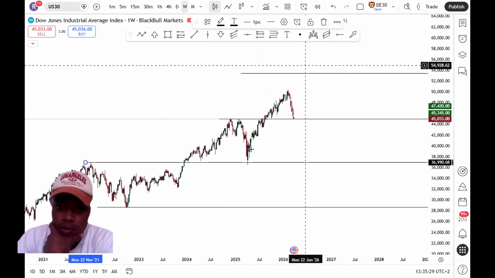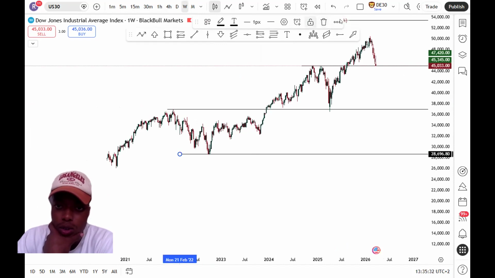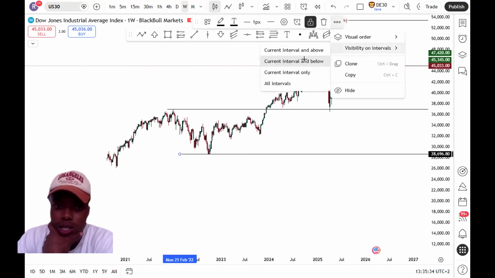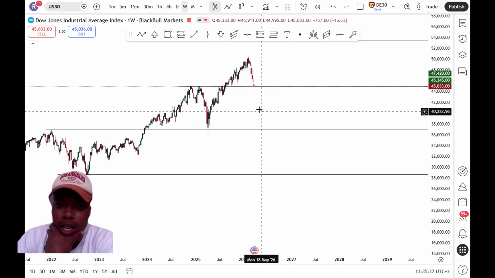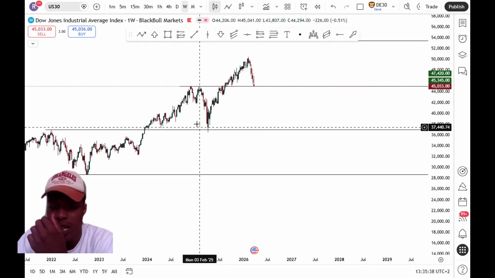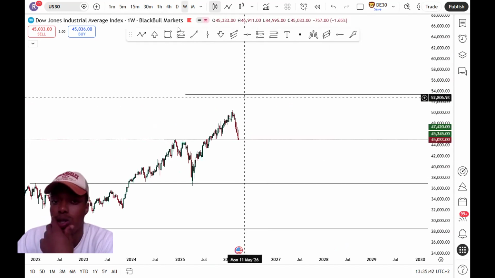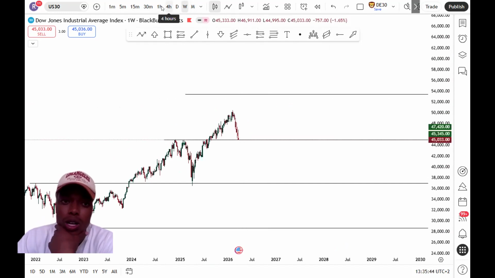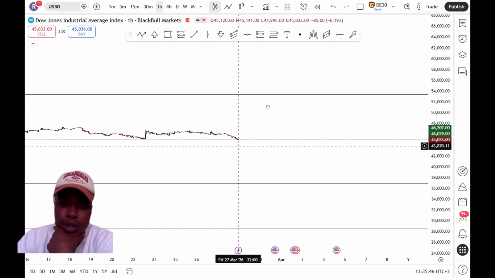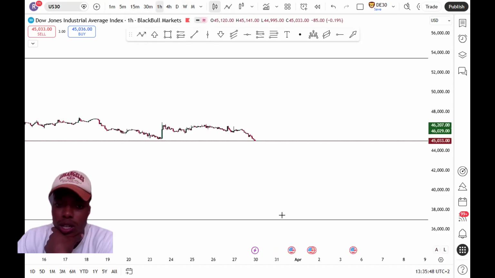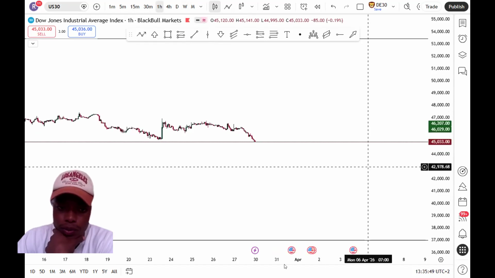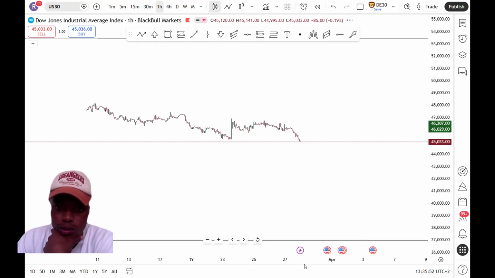You can always test this out. If you don't believe that it moves in liquidity, then I can't help you with that. The point from here to here has been covered, from here to here has been covered. So we're now looking from here to here to be covered. So now let's go down to our 1 hour time frame, just to look at price properly when it comes to US30.